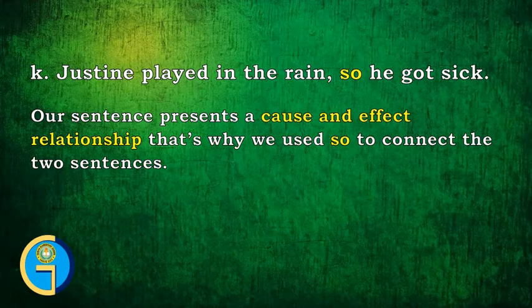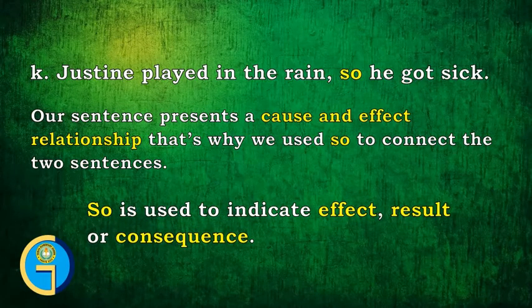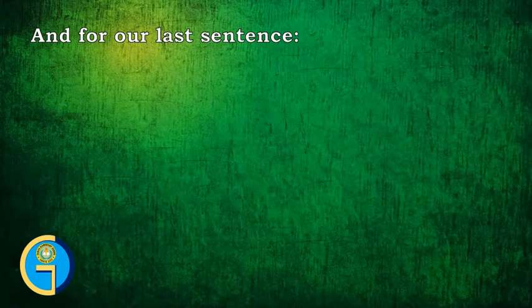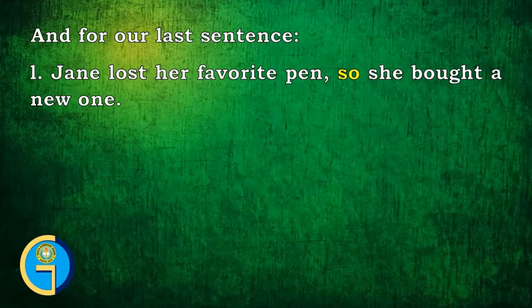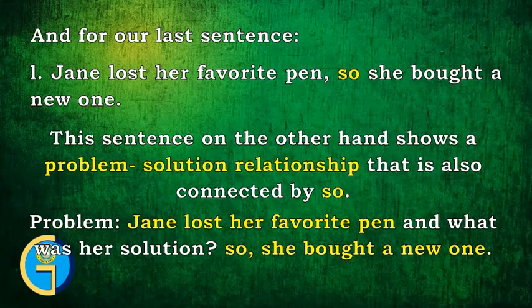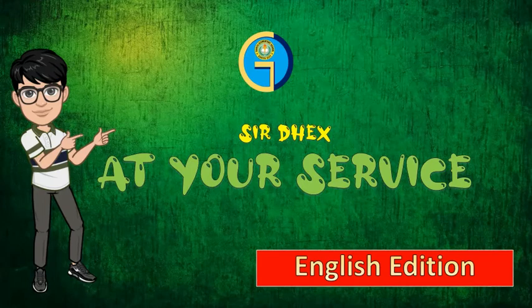And during part 1 of our video lesson, I've already told you that so is used to indicate effect, result, or consequence. And for our last sentence, Jane lost her favorite pen, so she bought a new one. This sentence, on the other hand, shows a problem-solution relationship that is also connected by so. Let's analyze the sentence again. What is the problem? Jane lost her favorite pen. And what was her solution? So she bought a new one. So the first sentence that we have just read a while ago showed a cause and effect relationship, and the second sentence also showed a problem-solution relationship.